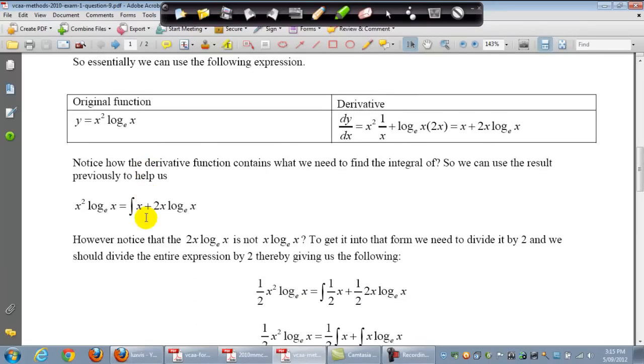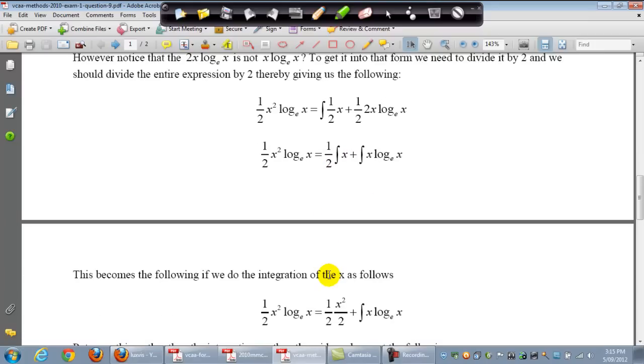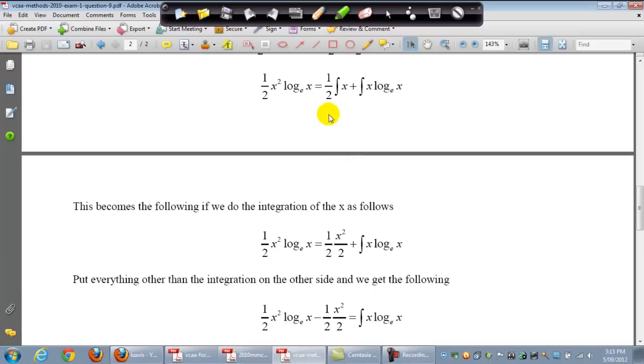So where's the connection? Well, just bear with me. Notice 2x log is not x, so we divide it by 2. So I divide this by 2, and I kept it there. Now, I've taken the 2 a half out, so I've got this expression here. Now, if you work out the antiderivative of that, well, that becomes x squared on 2.